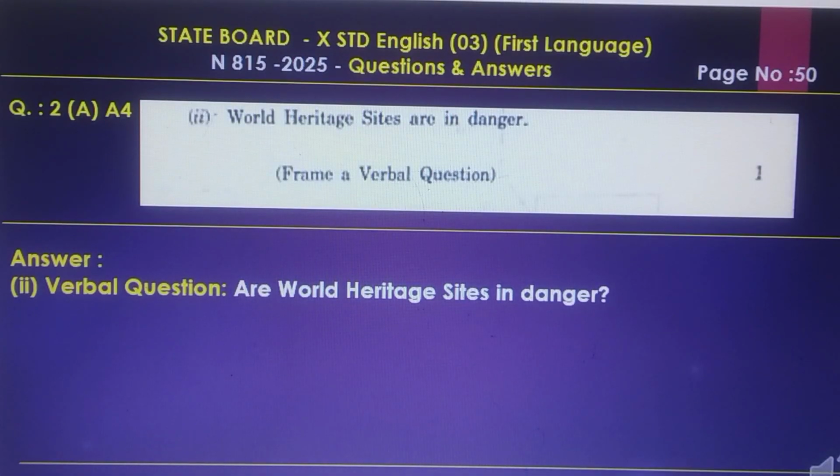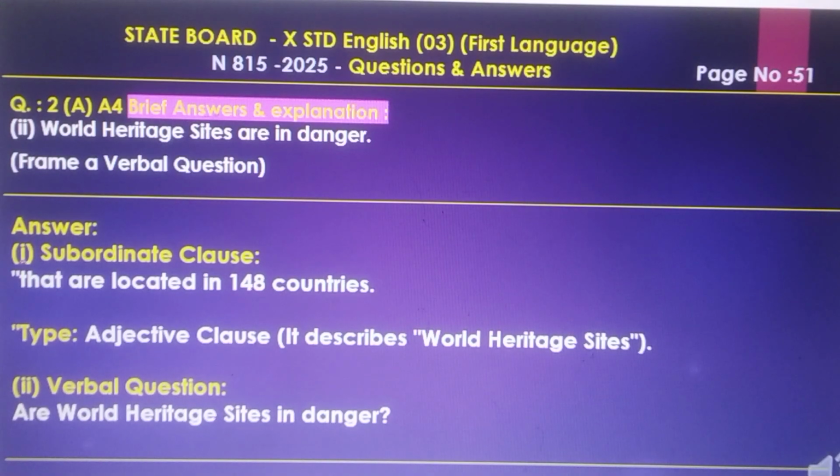And the next question: the World Heritage Sites are in danger. Frame your verbal question. The answer to this question is: are World Heritage Sites in danger? The brief answer and explanation of this question: the subordinate clause is 'that are located in 148 countries', the type is adjective clause describing World Heritage Sites, and the verbal question is: are World Heritage Sites in danger?